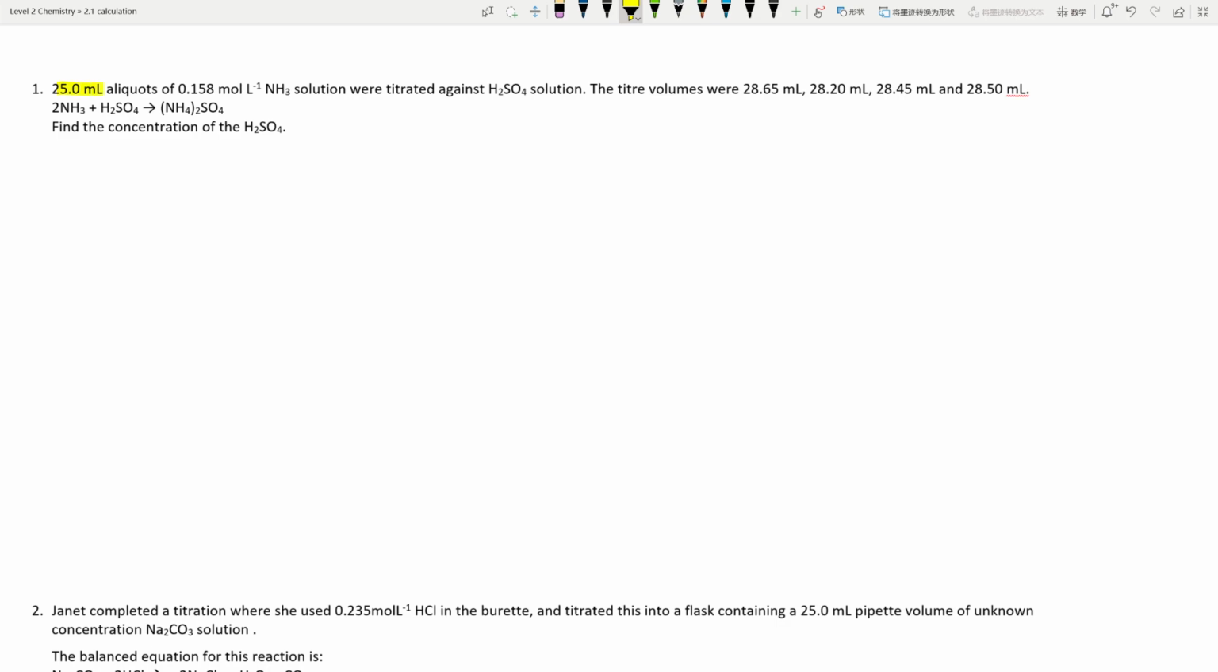So this is 25 mils aliquot, so 0.158 moles per liter of NH3. If you can hear diggers outside, they're just building houses in Flatbush. That's what they always do.